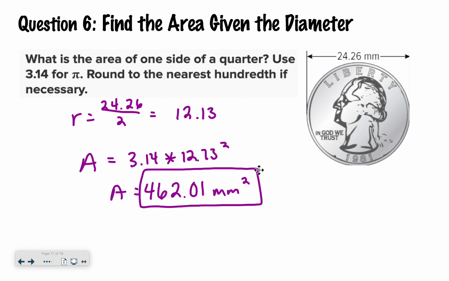Okay, for this problem, hopefully you ended up with 462.01 millimeters squared. The way I got that was I cut my diameter in half to get 12.13. Then I did 12.13 squared times 3.14. And I got 462.009. So that 9 bumped my second 0 up to a 1 when I rounded to the nearest hundredth. If you have questions about that, please be sure to reach out for some help. I'm happy to help you.